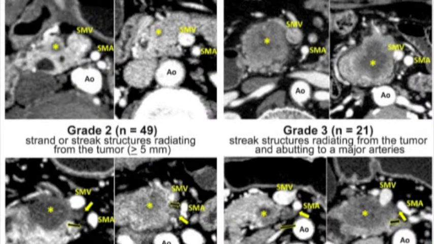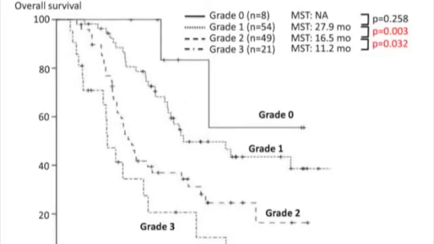13% of grade 0, 56% of grade 1, 19% of grade 2, and 86% of grade 3 had pathological extrapancreatic nerve plexus invasion, respectively. This figure shows the results of the survival analysis according to the grading classification. There were significant differences in the survival rate between grade 1 and 2 and grade 2 and 3, respectively.